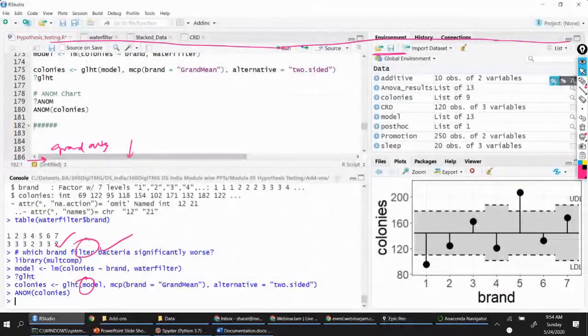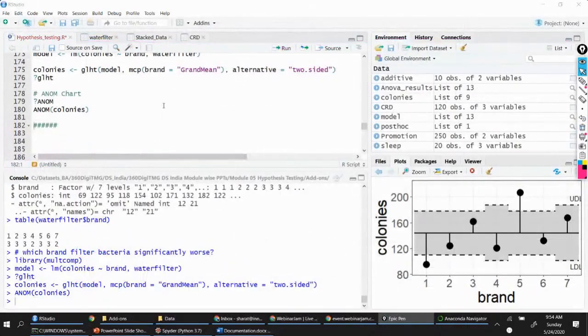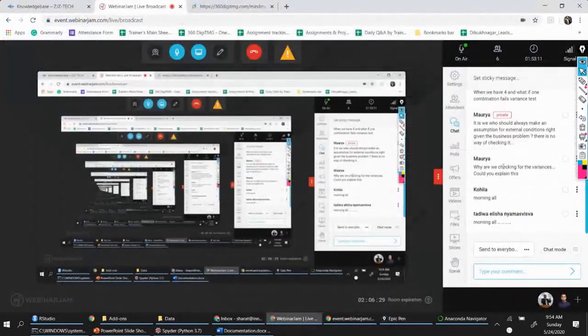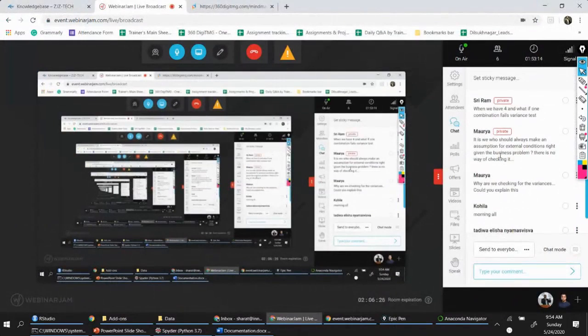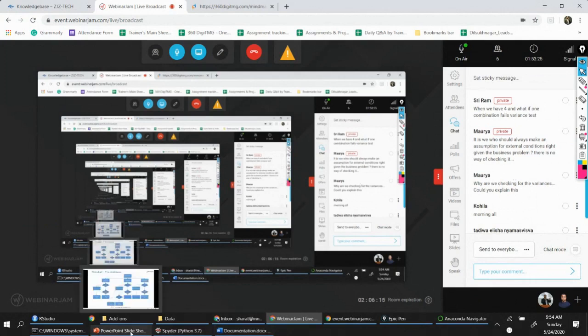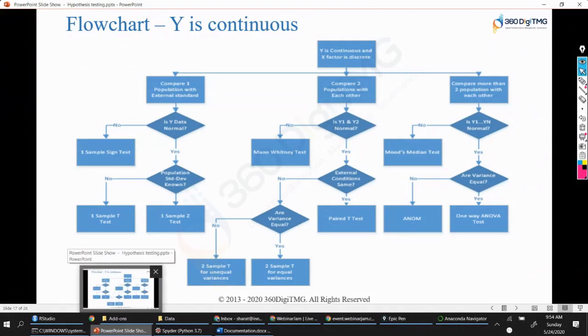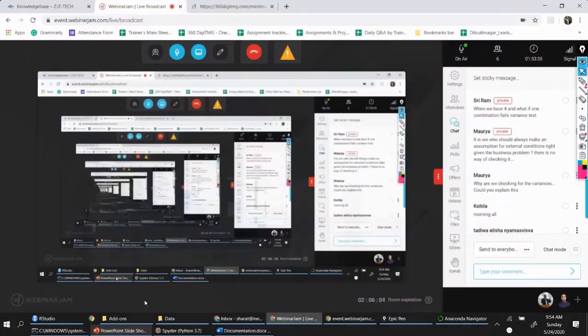Right? So let me take your questions now and try to answer them. Okay, I see a lot of questions here. What if one combination fails the variance test? Yeah, we do ANOM, Sriram, that's what I've said. We follow the flow chart. Even if one variance test is failing, you need to come to the ANOM test. We then will be able to compare which mean is actually different.